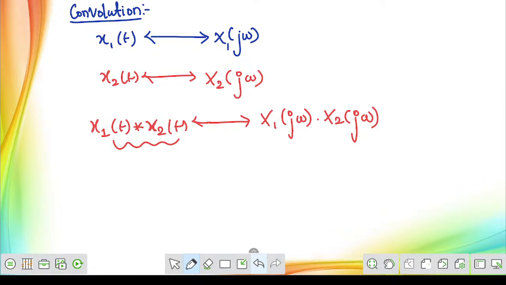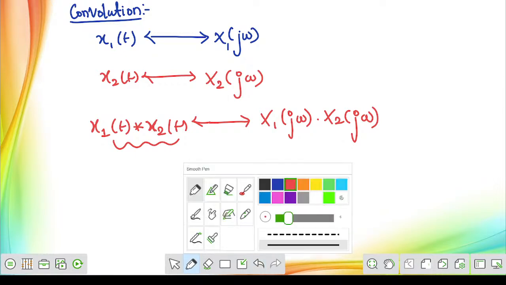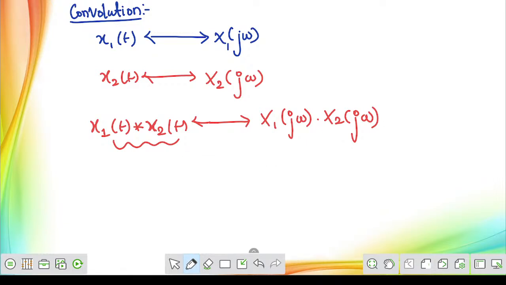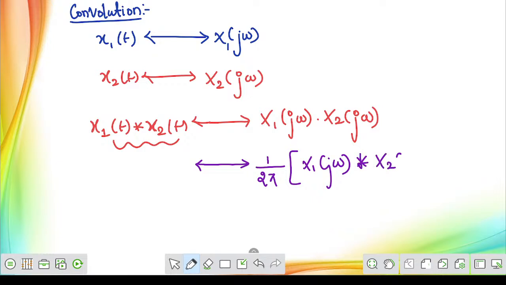Suppose you are thinking, sir, if you are doing the reverse, means the same two signals are involved in convolution in frequency domain. You should remember, whenever we perform convolution in frequency domain, a factor 1 by 2 pi will be introduced. It means I will write 1 by 2 pi times, in brackets, x1 of j omega involved in convolution with x2 of j omega. If they are in convolution, its corresponding signal in time domain will be in multiplication. That's it. So x1 of t will be multiplied by x2 of t.